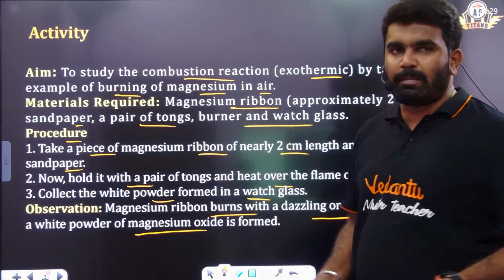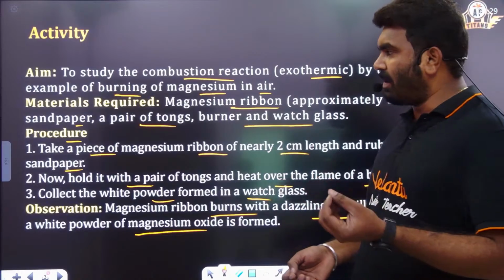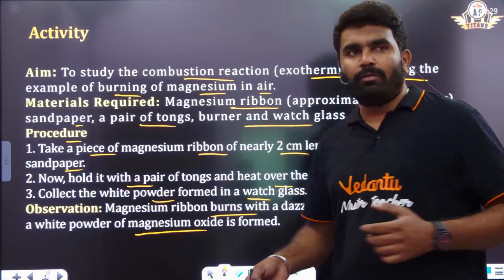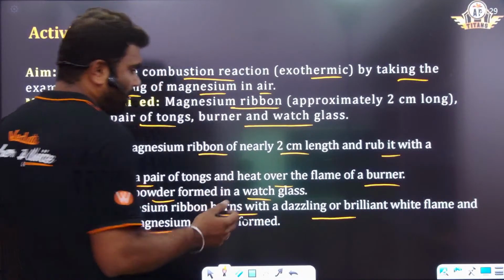Okay, so what are the required materials? Magnesium ribbon, and what, beta? Sandpaper, a pair of tongs, a burner, and a watch glass. So take a piece of magnesium ribbon. So what you have to do?